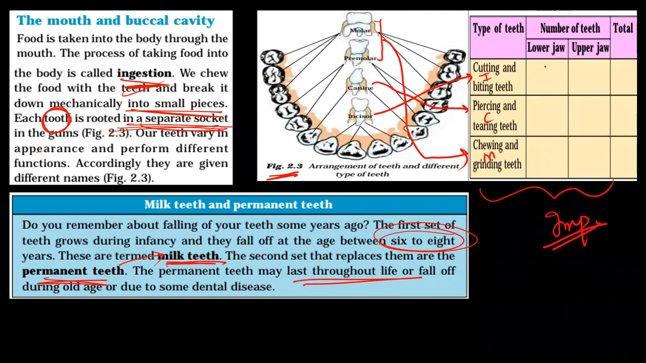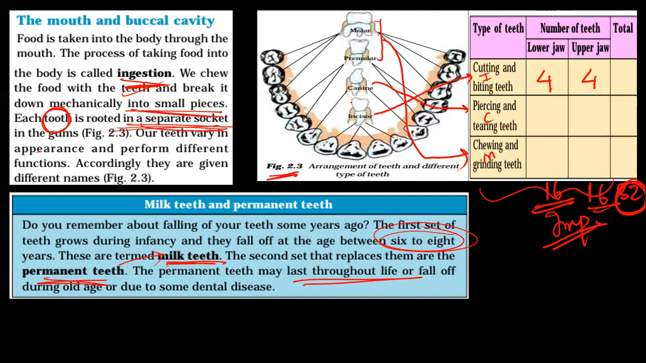We have totally 4 in the lower jaw and 4 in the upper jaw. The number is equal in the upper jaw and lower jaw. Total number of teeth in the lower jaw, we have 16 teeth, and the upper jaw also 16 teeth. Totally, we have 32 teeth in an adult, normal human.